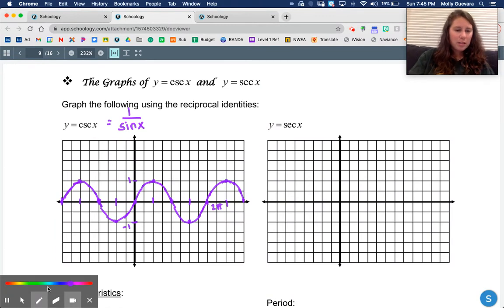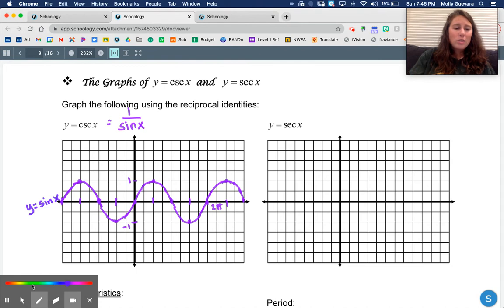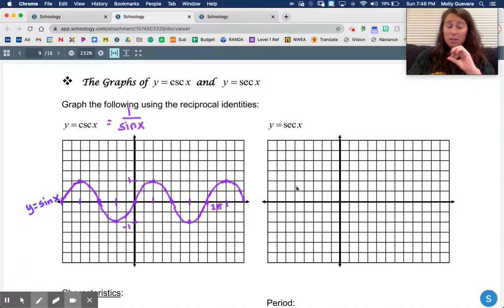Okay, and this is where I'm going to switch colors. So remember that, and I probably should label this: y is equal to sine of x. So cosecant of this is the reciprocal. It's the reciprocal of these points. So let me go through with you what that means.